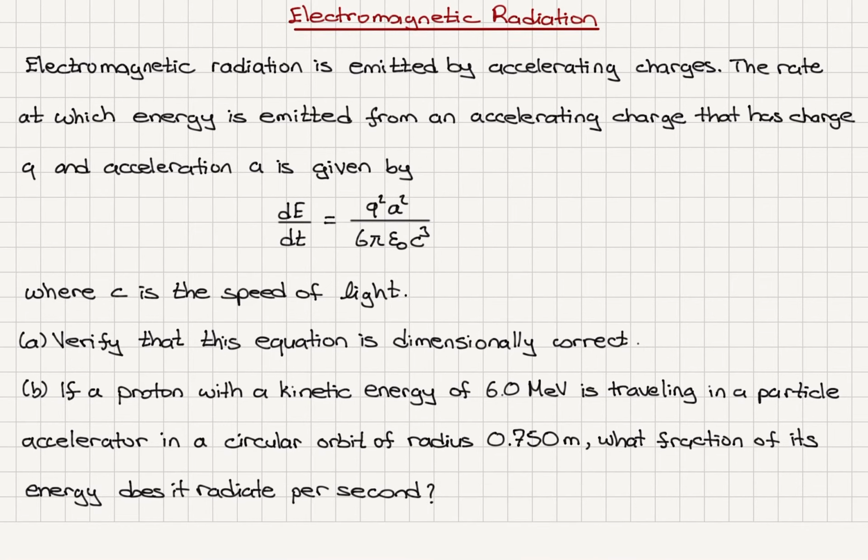Electromagnetic radiation. Electromagnetic radiation is emitted by accelerating charges. The rate at which energy is emitted from an accelerating charge that has charge q and acceleration a is given by dE/dt equals q squared a squared over 6 pi epsilon 0 c cubed. So q is charge, a is acceleration, c is the speed of light. Part A, verify that this equation is dimensionally correct.